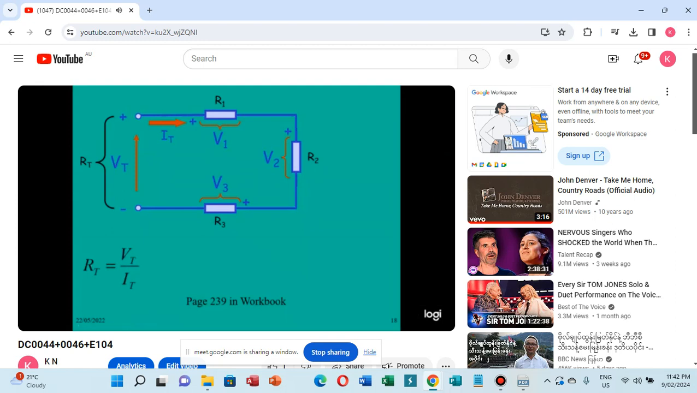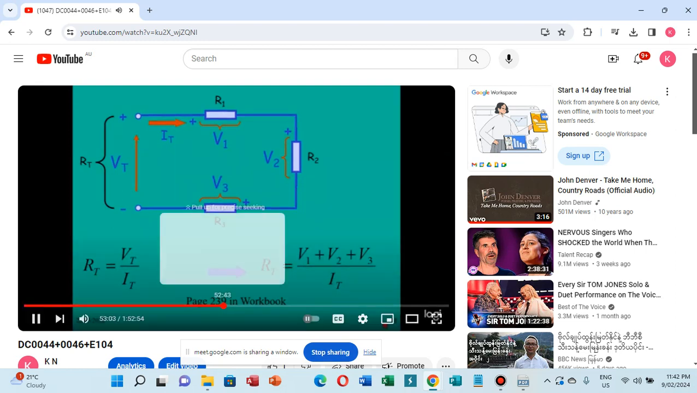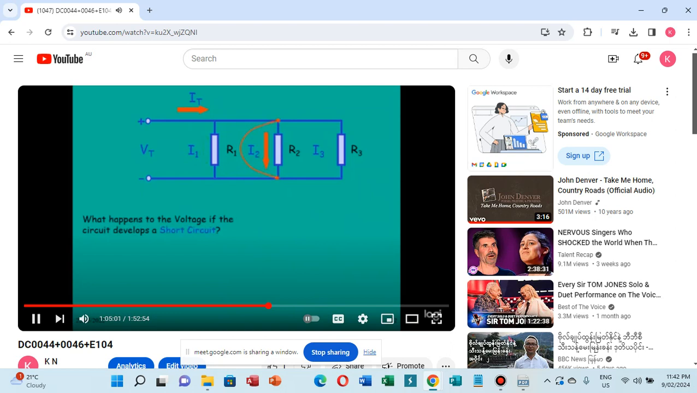Okay, we do have the voltage across R3 and V3. So in this case, R equals VT by IT. So R equals V1 plus V2 plus V3 divided by IT. Therefore R equals V1 by I1. What happens to the voltage in a short circuit? In a short circuit, the voltage VT is zero.